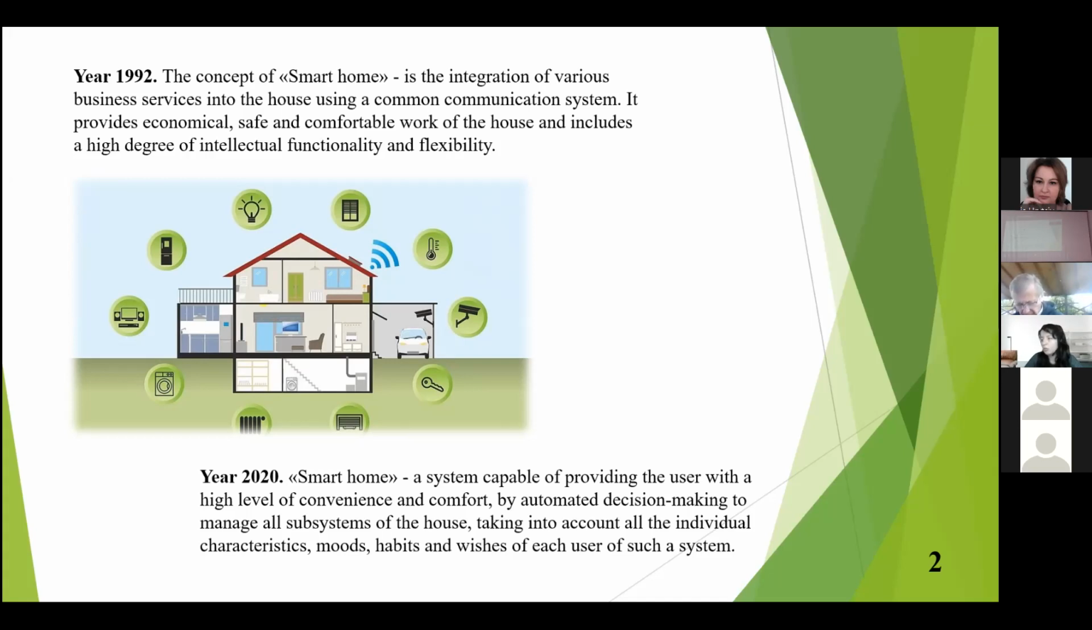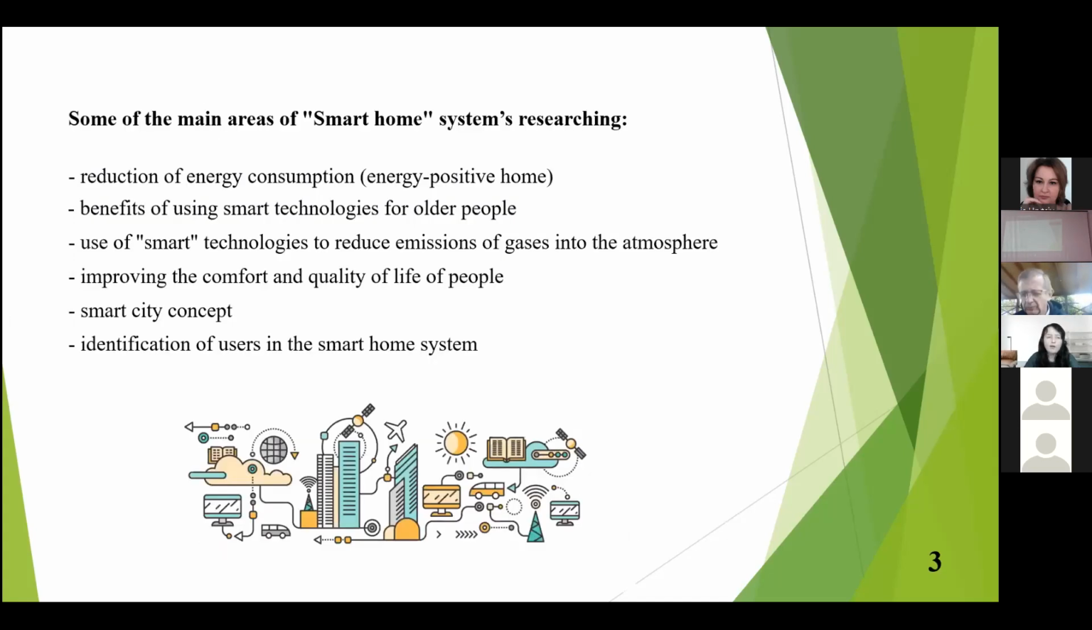Currently, a smart home is a system capable of providing the user with a high level of convenience and comfort by automated decision-making to manage all subsystems of the house, taking into account all the individual characteristics, moods, habits, and wishes of each user of such a system. Today, a number of benefits that smart home systems can provide have made them quite popular, so many scientists and companies around the world are researching such systems. The aspect that we focused on in our study is improving the comfort and quality of people's life by implementing the mechanism of action in advance and carrying out adaptive management of such systems.